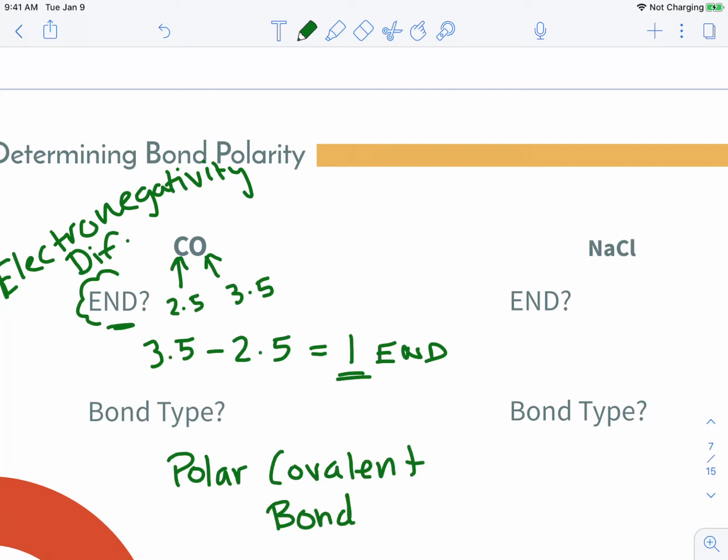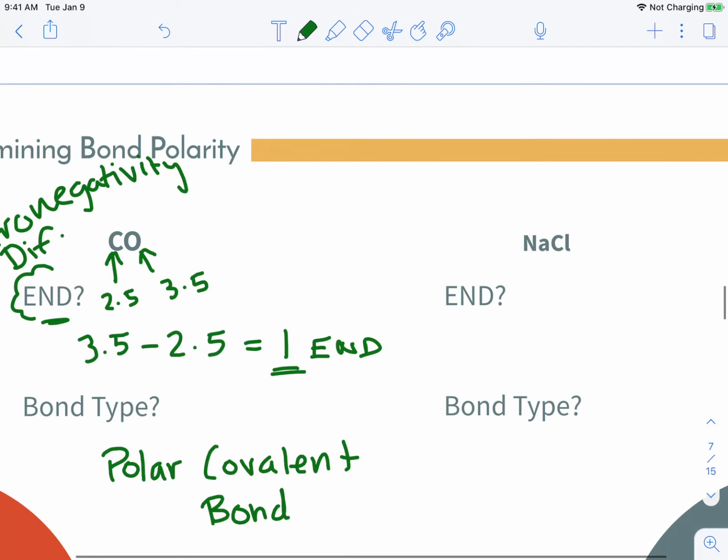Okay, so they're going to share electrons. Think polar bear and penguin. They're going to share their ice cream cone. Not so much equally, but they're going to share it. Okay. Now let's look at sodium chloride.